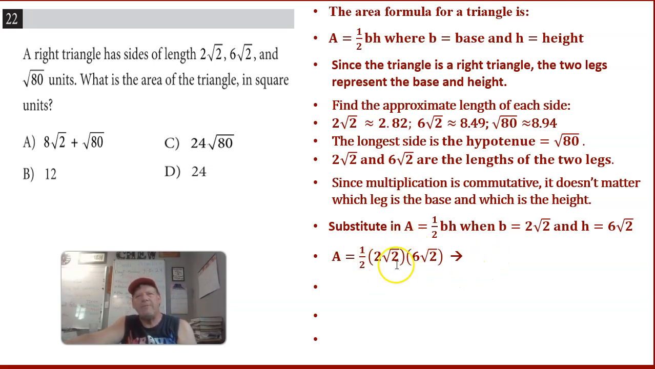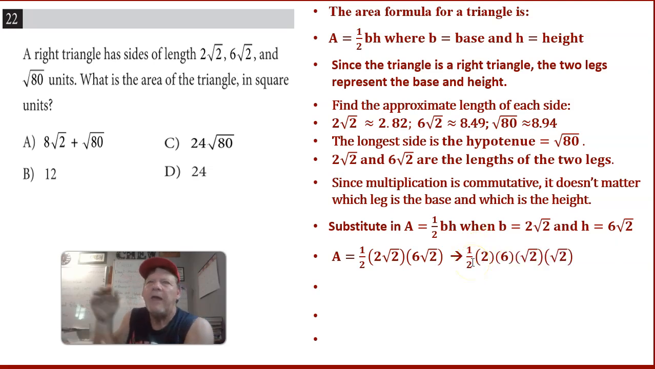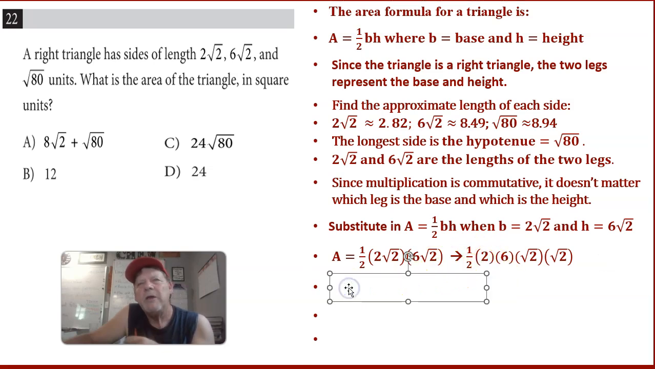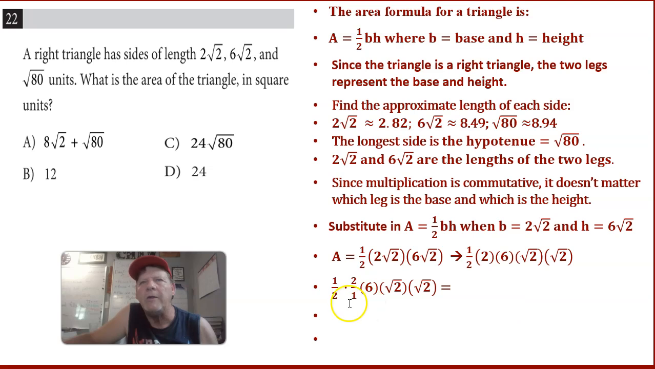Where I put for the b 2 square root of 2, I put for the h 6 square root of 2, and now I'm just going to go through and put the numbers side by side and the radicals side by side using that commutative property of multiplication. Okay? All right. So now I'm going to take the 2 and write it as 2 over 1, because that is 2. And you know that these are going to cancel and I get 1 here.